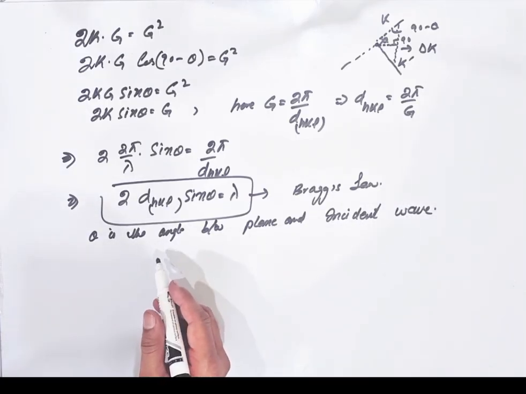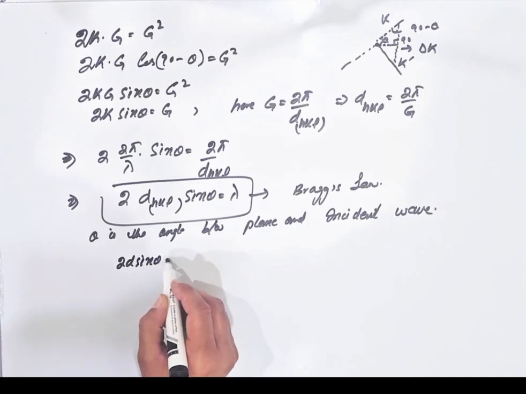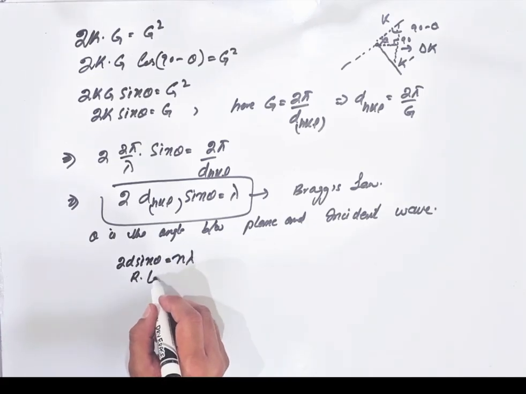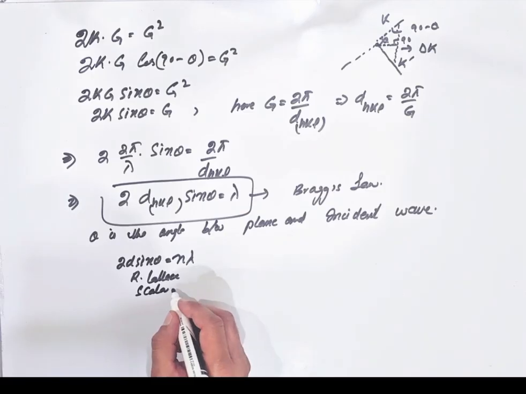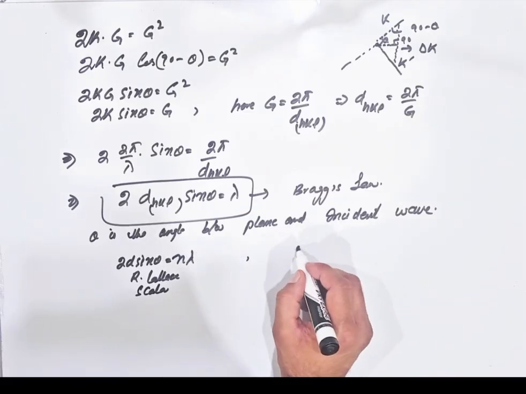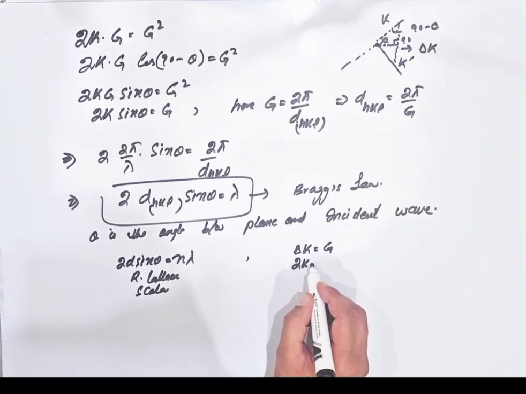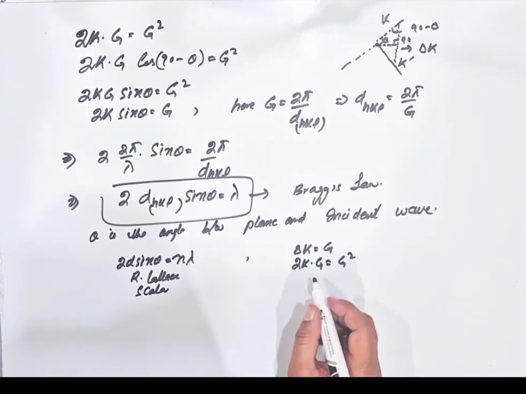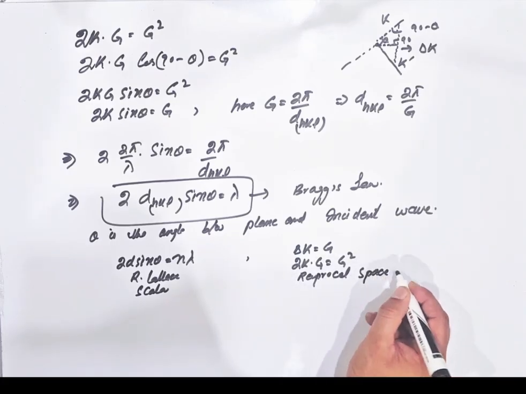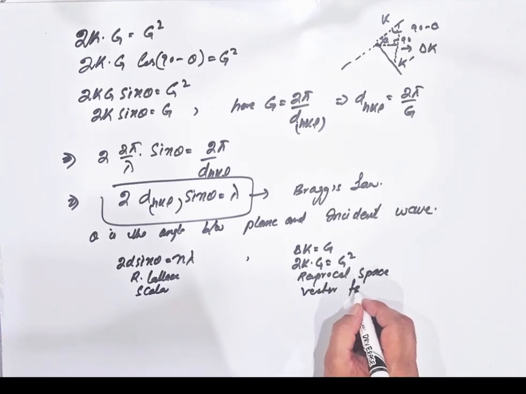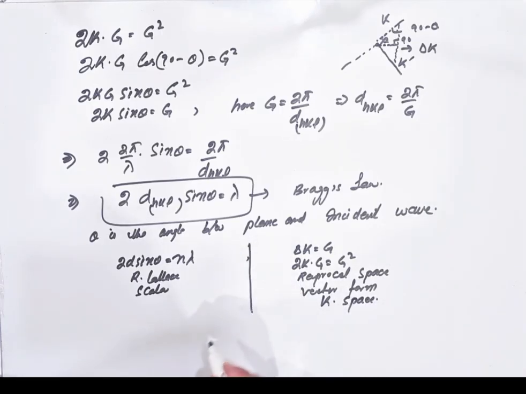To summarize our discussion, the diffraction condition in the real lattice is 2d sine theta equal to n lambda. This is the real lattice, also called the scalar form of the Bragg's law, and the diffraction condition in the reciprocal space is del k is equal to G, or 2k dot G is equal to G square. This is in reciprocal space, so the vector form of the Bragg's law, and we use k space and use Fourier series for the analysis.